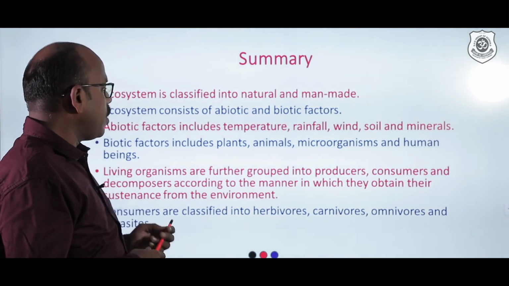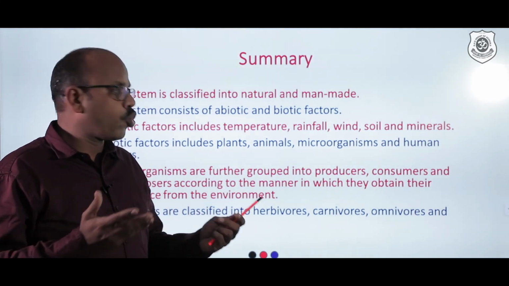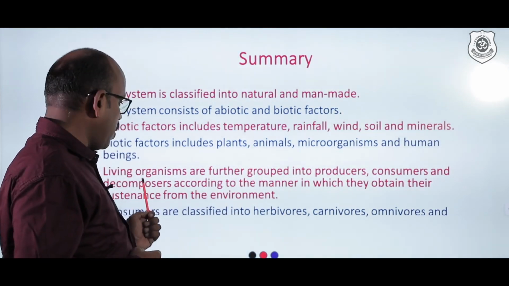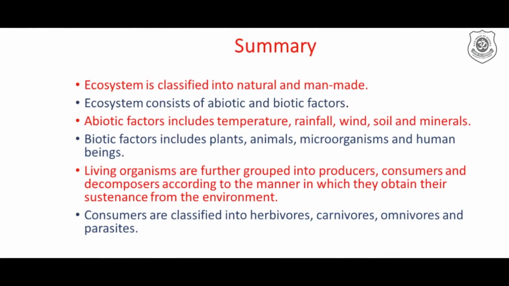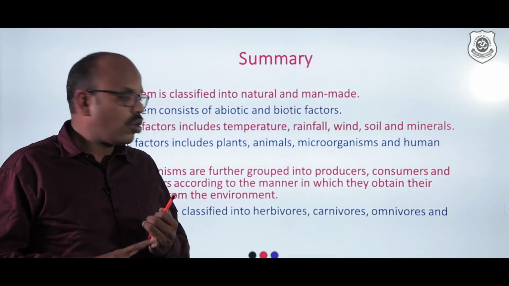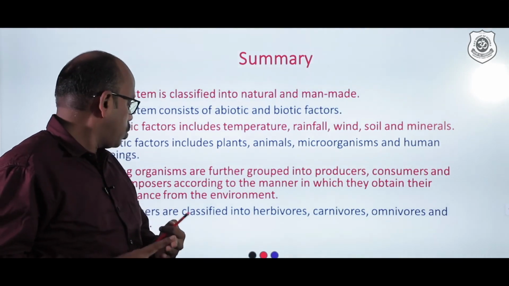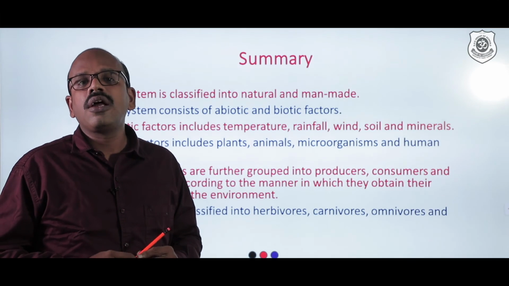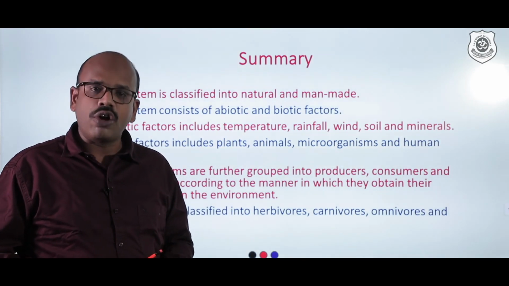And next, the living organisms, how they are grouped. They are grouped into producers, consumers and decomposers according to the manner in which they obtain their sustenance from the environment. Consumers are classified into herbivores, carnivores, omnivores and parasites. So these are the basic outline for this topic called our environment.